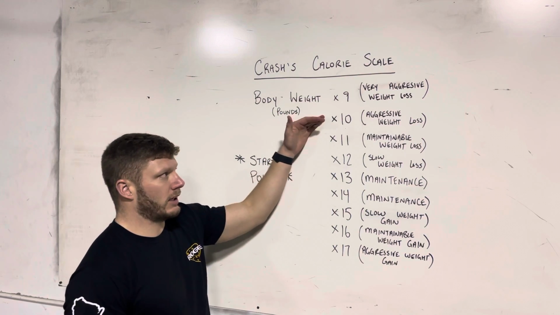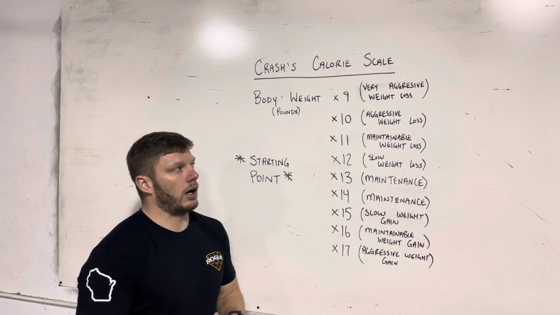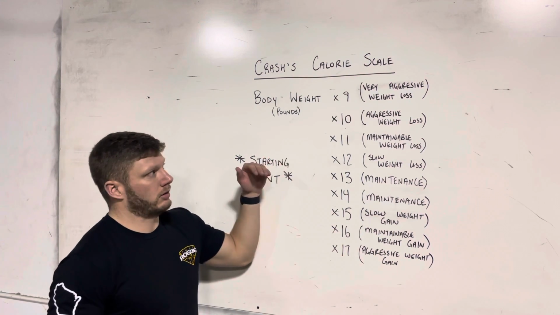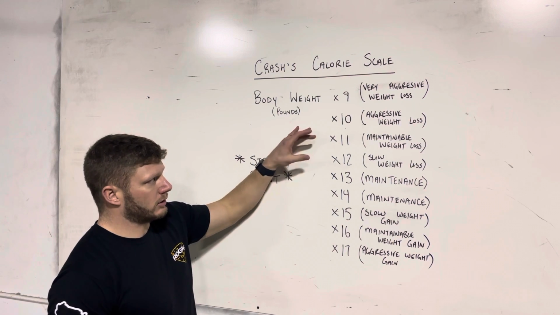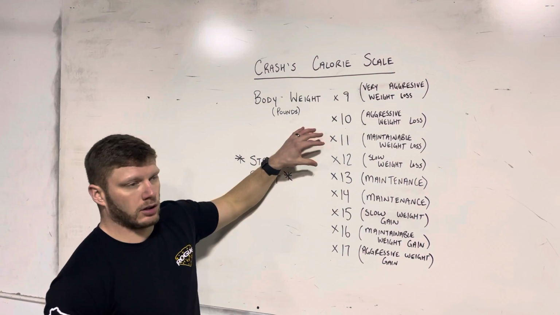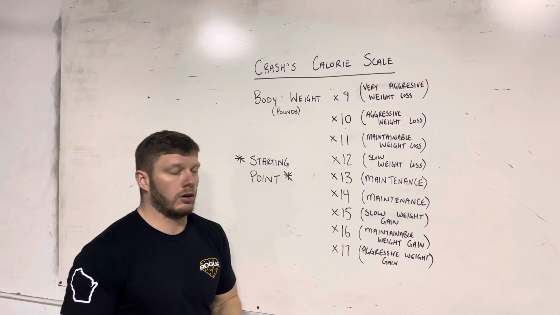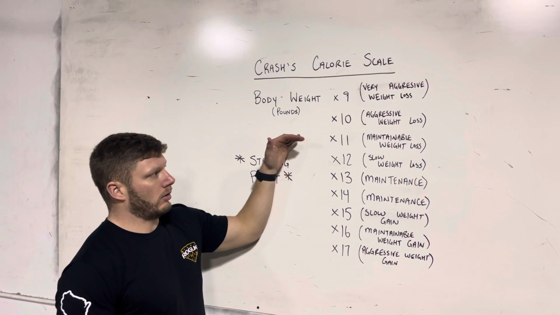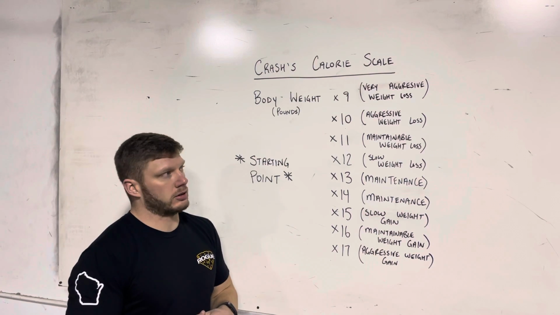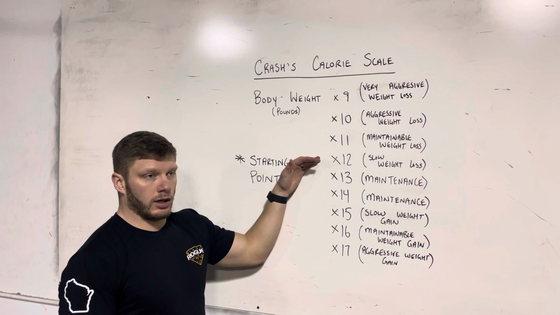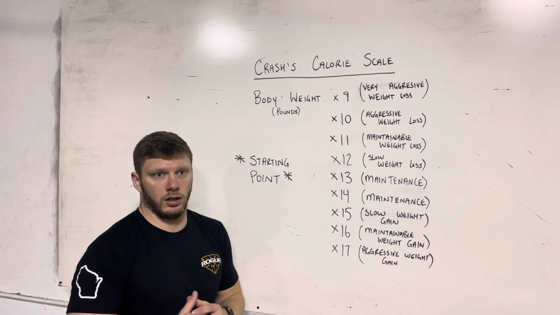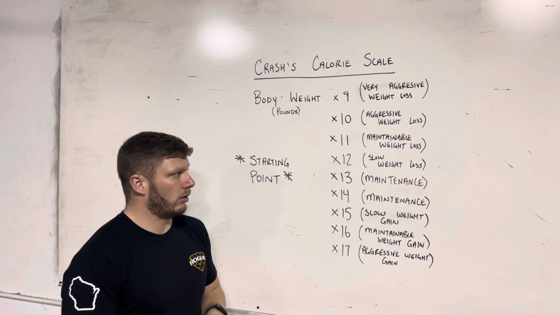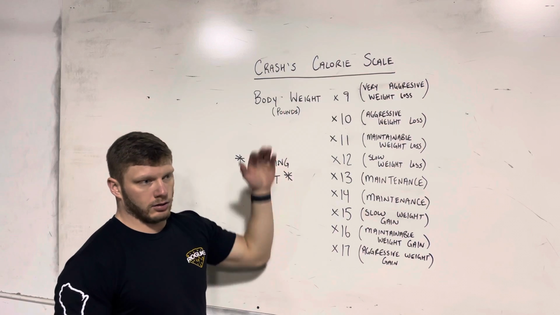If you multiply by 10, it's still pretty aggressive, but it's a little bit more maintainable than being at that 9. If you want to go to 11 or 12, those are a little bit more maintainable. You're probably going to still lose weight at 11, but it's a little bit more maintainable long term. And then at 12, it's going to be a little bit slower, but it's definitely going to be a lot more maintainable long term. So you can lose weight in all those categories.